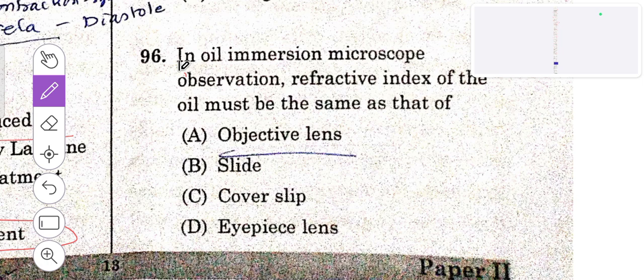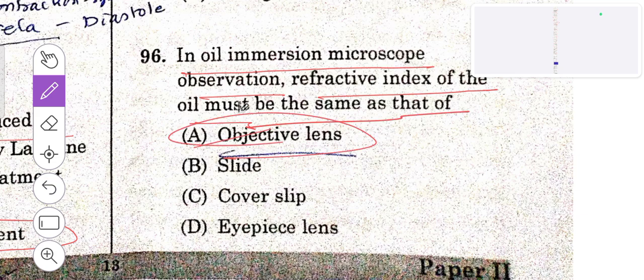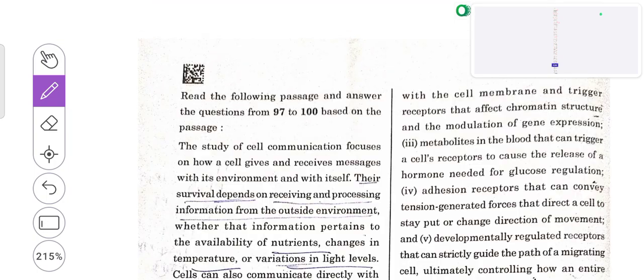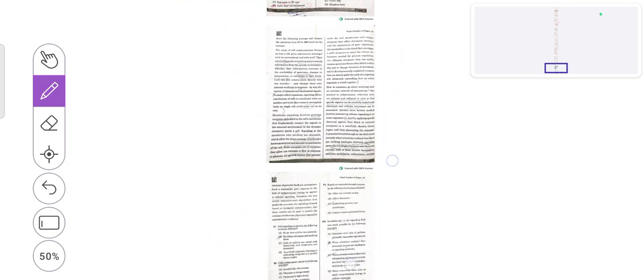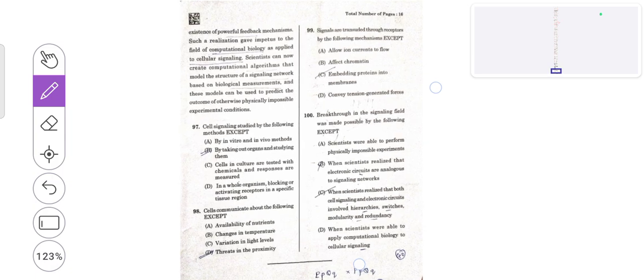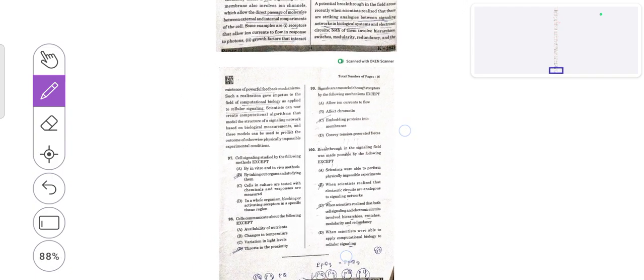96th question. In oil immersion microscope observation, the refractive index of the oil must be the same as that of the objective lens. Then one last question. In these last four questions, they have given a paragraph. You have to study this and solve the questions.